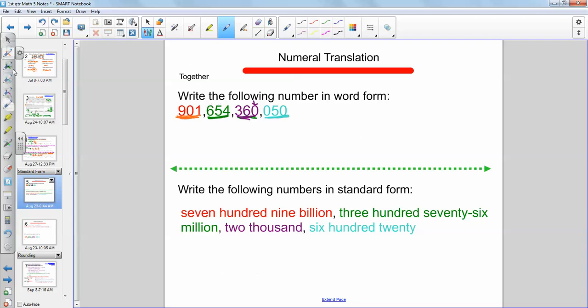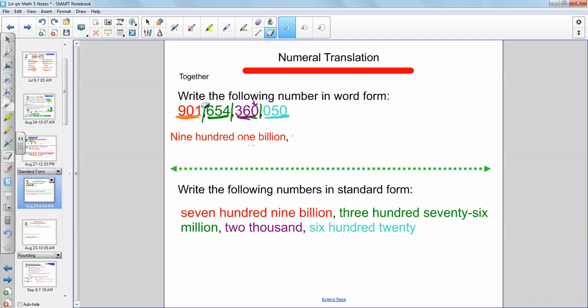So I'm going to break this down in between each comma. I'm not going to look at this big, huge picture. I'm only looking in between the commas. So for my red section here, what did we say that was? We said that was going to be billions. So this is going to be 901 billion. So this is what you should be writing on your paper. And then we know there's going to be a comma there.